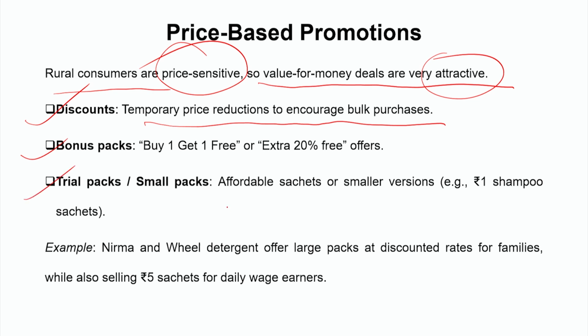What we see here, affordable sachets or smaller versions, for example 1 rupee sachet. So we are looking into the different price-based promotions where we are talking about the discount, that is the price reduction for bulk purchase. You are going to have a combo pack, you have a bundling of the products, along with one product you are going to get many other products but at a reasonable price.